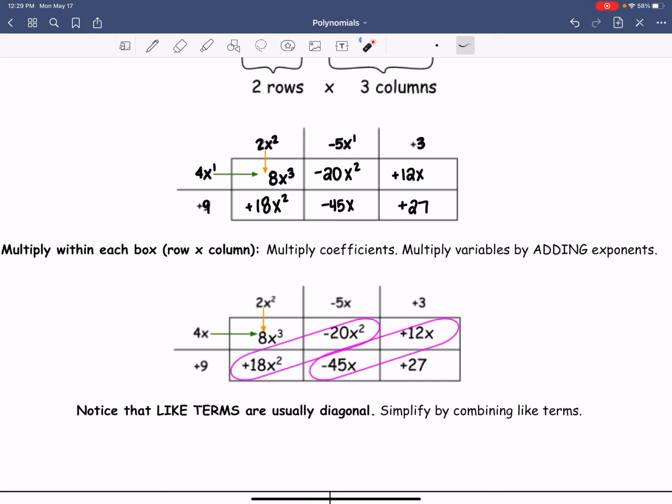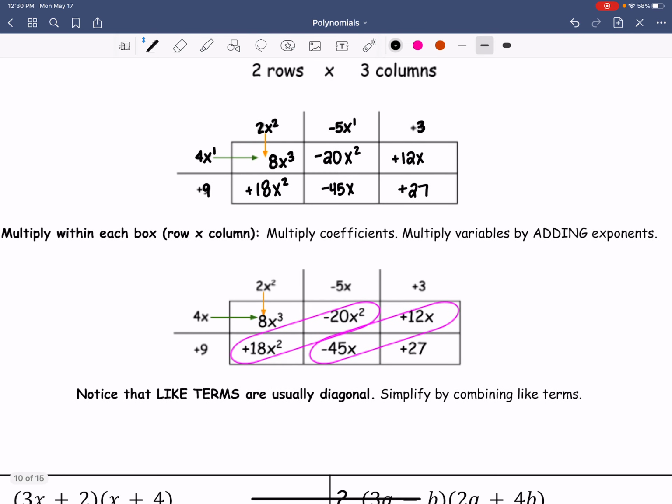So you'll notice that typically your like terms are going to be diagonal. And what we can do is we can add those coefficients or combine those terms. So we're going to bring down the 8x to the third power.